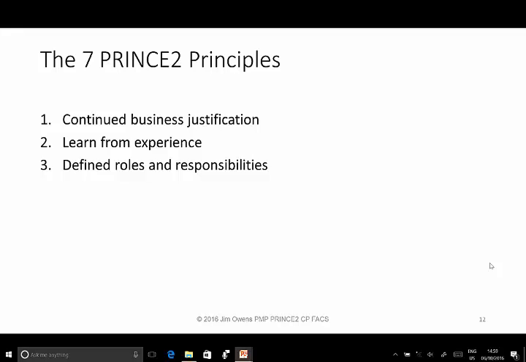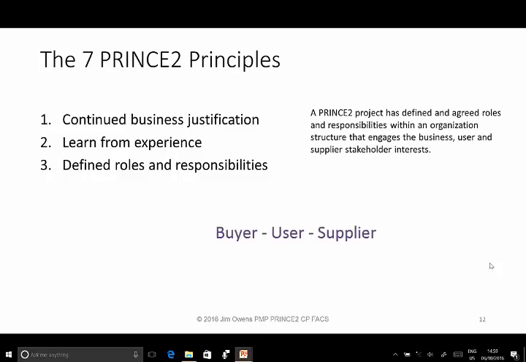Principle number 3, define roles and responsibilities. A PRINCE2 project has defined and agreed roles and responsibilities within a structure that engages business, user and supplier stakeholder interests. It is vital that the right people are asked for the right information on the project and that the right people make the right decisions. So this is why PRINCE2 imposes a structure on the project roles.